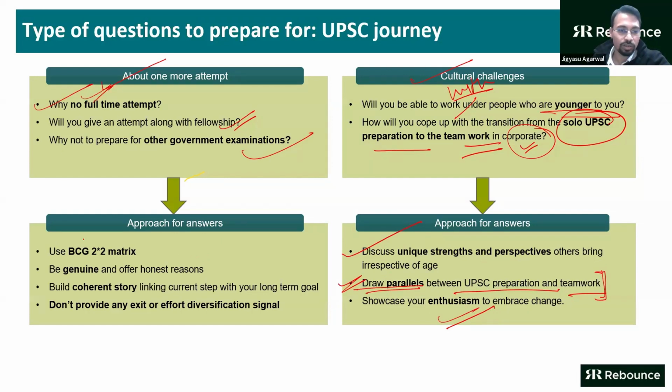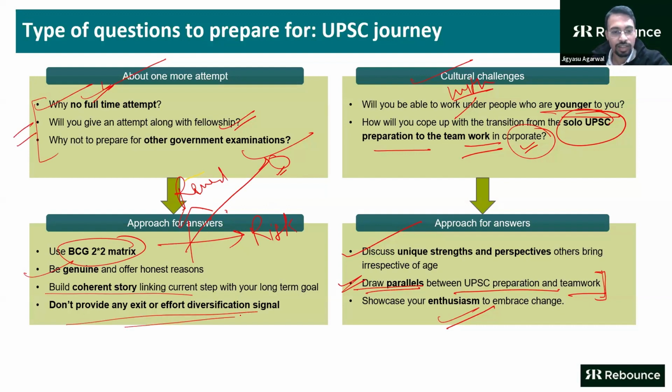Now, why not one more attempt? Be genuine, build a coherent story. In a BCG 2x2 matrix, talk about the risk and the reward. If you give one more attempt, over time the reward is decreasing, but the risk is increasing a lot. So I have decided not to take one more attempt and do something on a time basis.